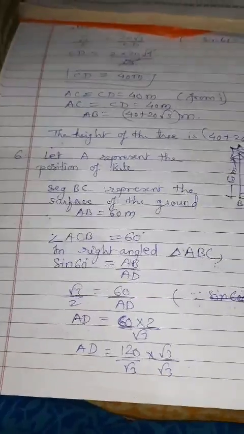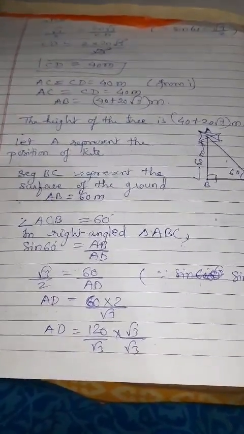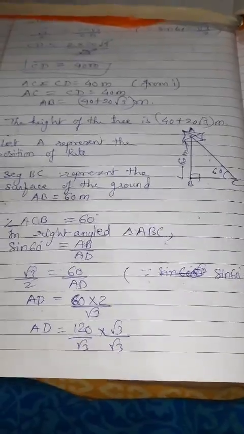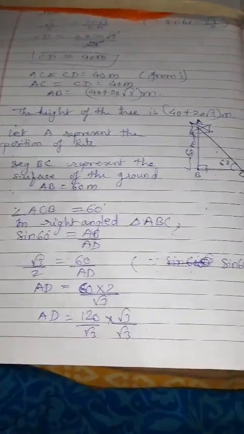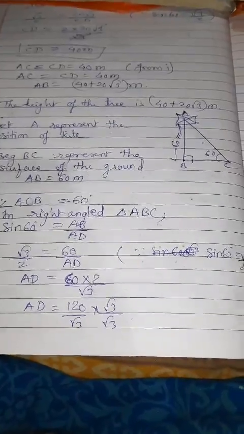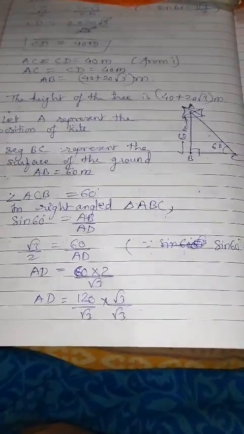So here let A represent the position of the kite, BC represent the surface of the ground, AB is equal to 60 meter. It is given angle ACB is equal to 60 degree. Now in right angle triangle ABC, sin 60 is equal to AB upon AC. We know that sin is opposite upon hypotenuse.